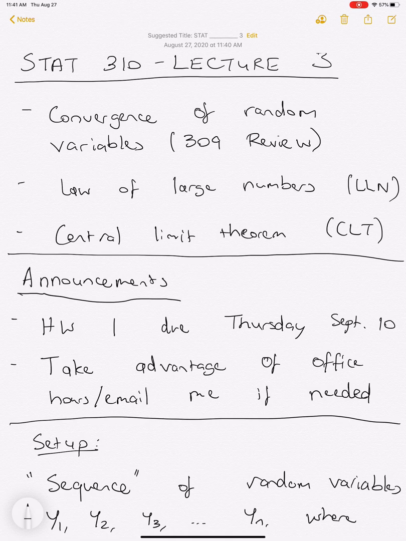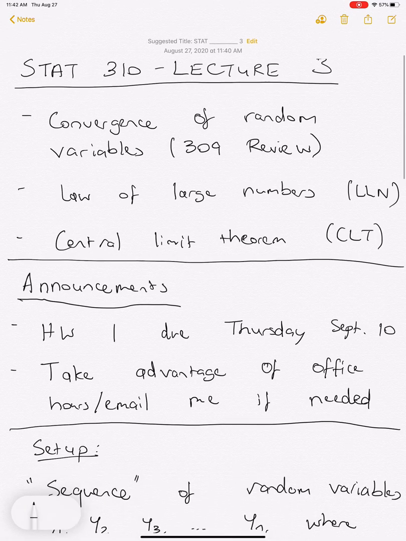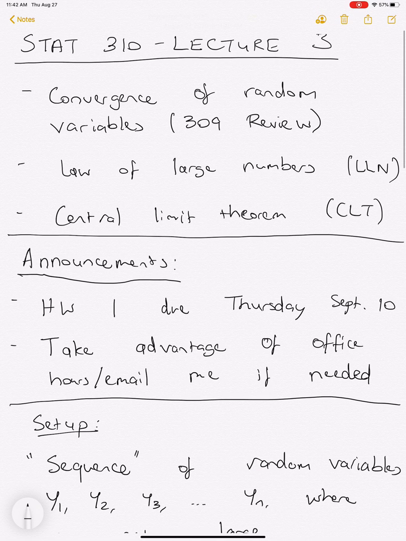So we're going to continue on with our review of 309 material that's going to be relevant to this course, 310. In particular, today we're going to focus on convergence of random variables. This is something that you've seen in Stat 309 or Math 431 or whatever prerequisite course you took. We're going to first cover that and then discuss some related concepts: the law of large numbers and then the central limit theorem, which are both related to convergence of random variables.